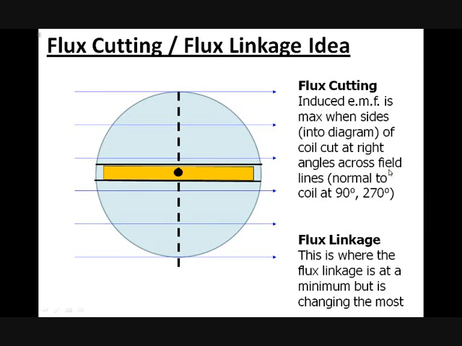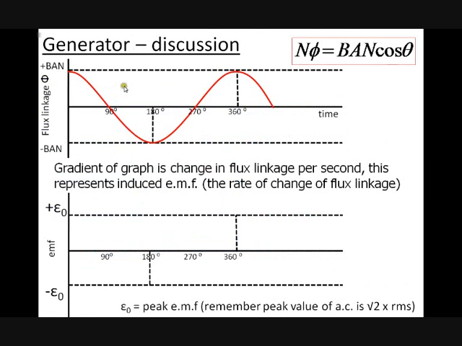If we put the coil in the other position and just talk about the two arguments, flux cutting: this is cutting the most lines of flux, you can see. So this is going to be EMF at a maximum. But in terms of the flux linkage, this is where the flux linkage is at a minimum, but it is changing the most. As this turns, if this goes from 90 degrees to 95, 100, 110 degrees, the flux linkage changes the most rapidly. It goes from 0 and it increases at the highest rate.